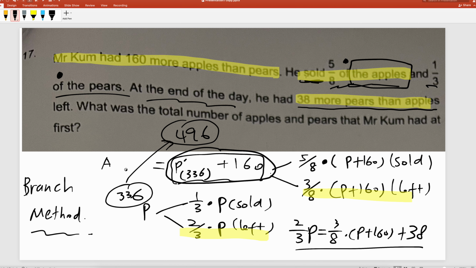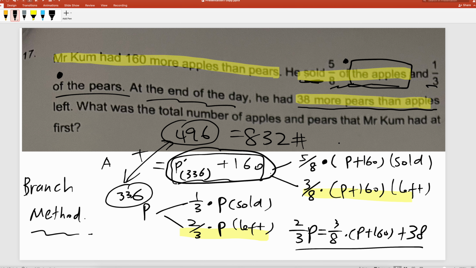So therefore you add these two together, that will be the total. You want to use mental calculation or the calculator? 490 plus the 336 is 826. Very good, that's the answer. So that's how you solve this kind of question.